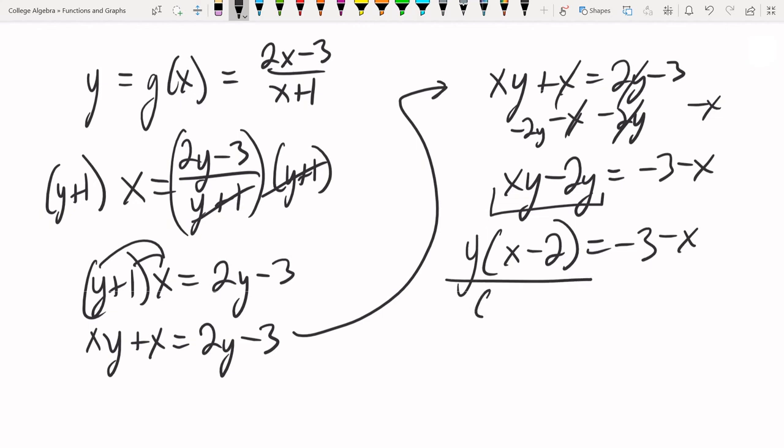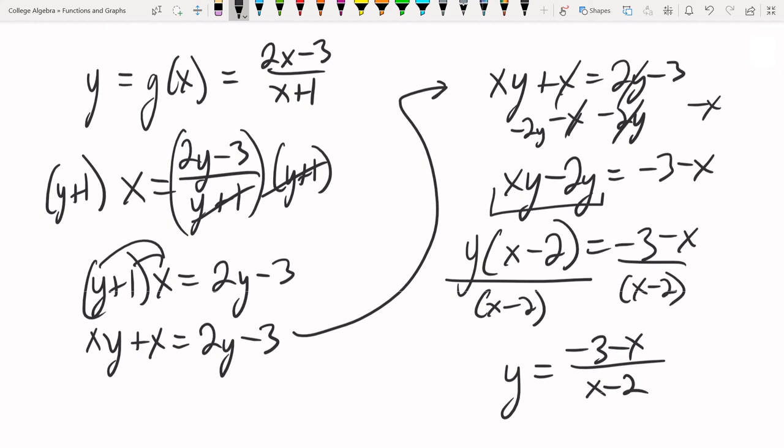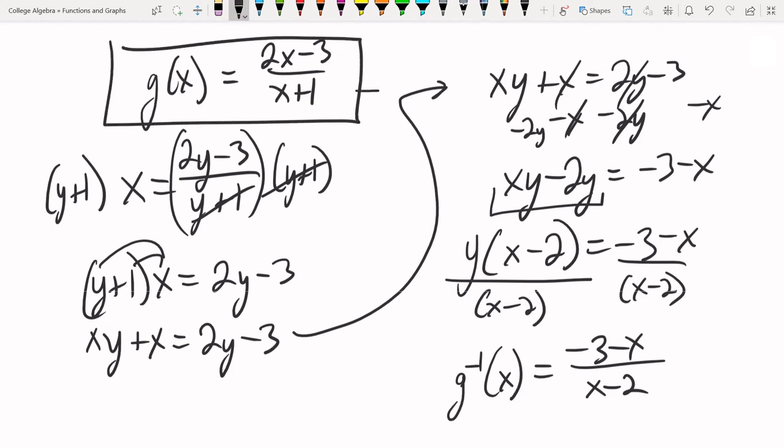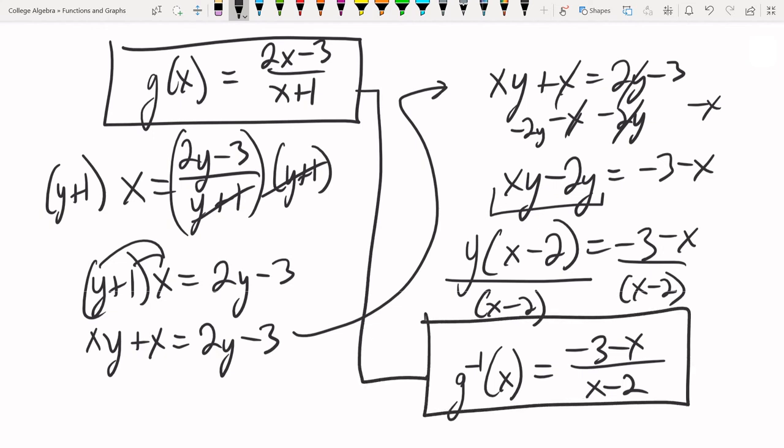The way we solve for it is divide by x - 2. y = (-3 - x)/(x - 2). And I can rename this to g^-1(x), or g inverse of x. So these two things are inverses of each other. This one takes a little bit more work to prove it if you want to convince yourself.